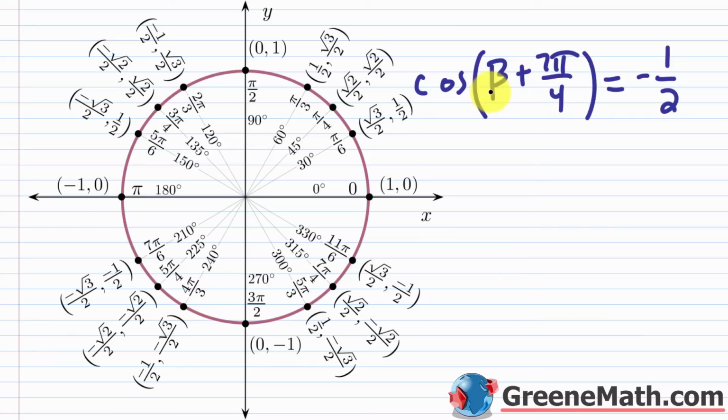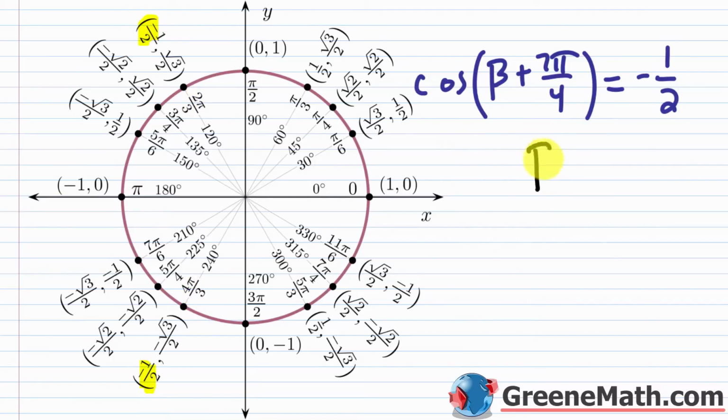You don't have beta. So if you were solving cosine of beta equals negative 1/2, well then I could go through and say, where's the x coordinate negative 1/2? We're going to have right here at 2 pi over 3. And then you come over here, and that's going to be at 4 pi over 3. We don't have that, though. We have this beta plus 7 pi over 4. We don't have beta. Well, I can adjust that interval.